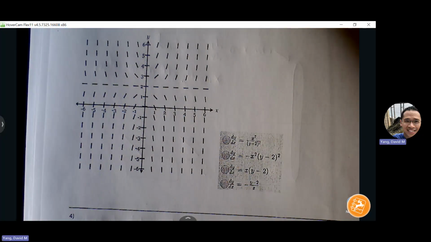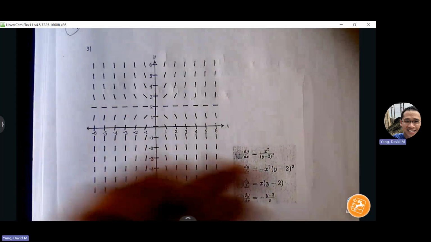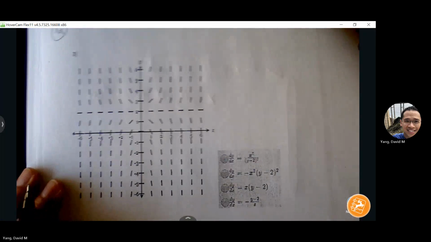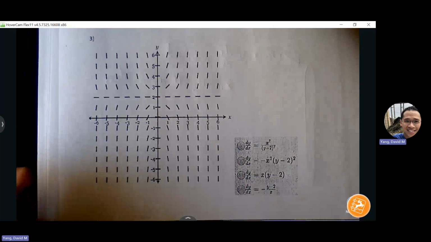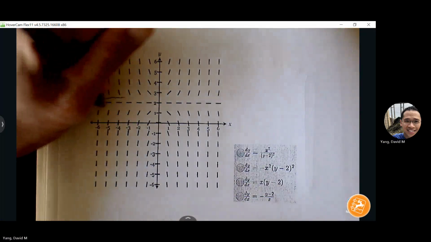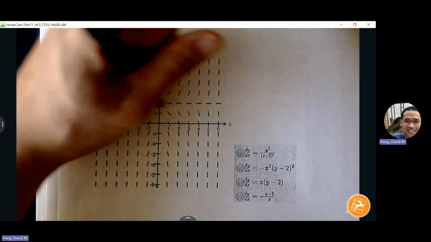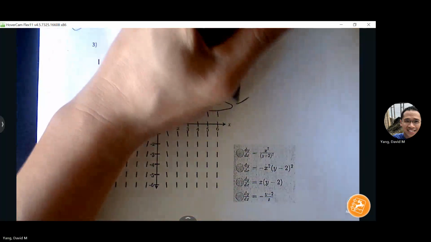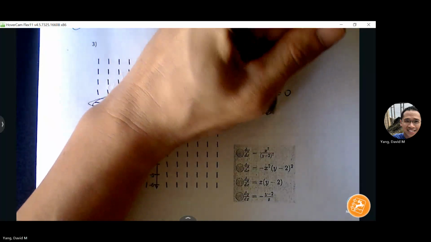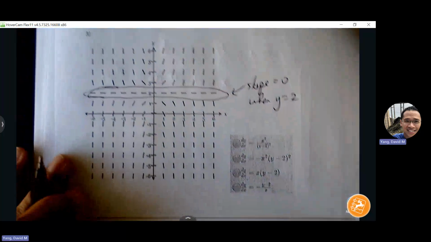Okay, let's just do two more, and then I want to talk about verifying solutions using differential equations. It's not hard. You just have to get used to the way they word those problems. Okay, number 3. Nice. Something very useful about this is what? Not a horizontal asymptote, but a slope of 0 when what? So that should help us out.